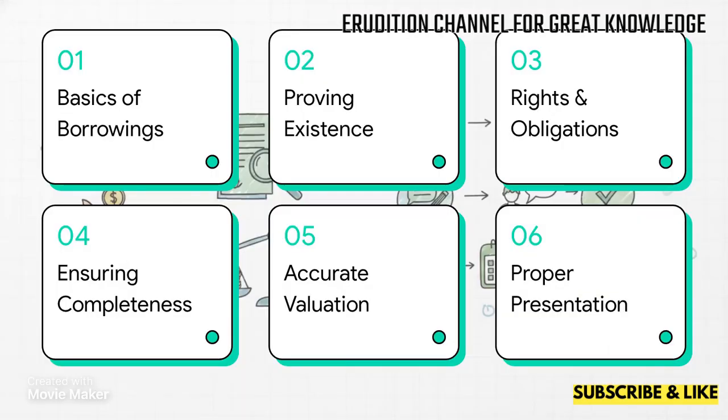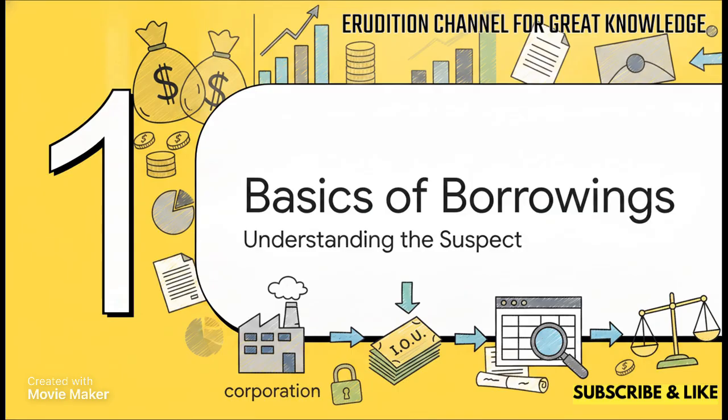We've got a strict 5-part framework to get through. We're going to cover the basics of borrowings and then jump into the 5 key steps of the audit procedure: proving existence, checking rights and obligations, ensuring completeness, accurate valuation, and finally, proper presentation. Let's get to it. First up, the basics of borrowings, understanding the suspect.